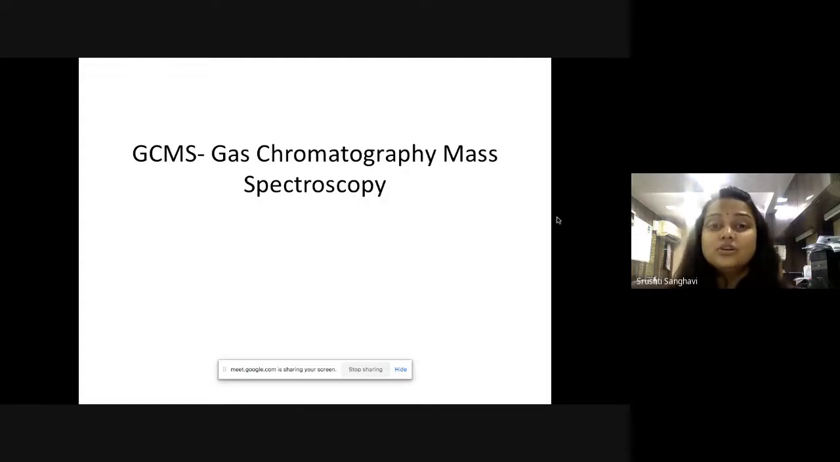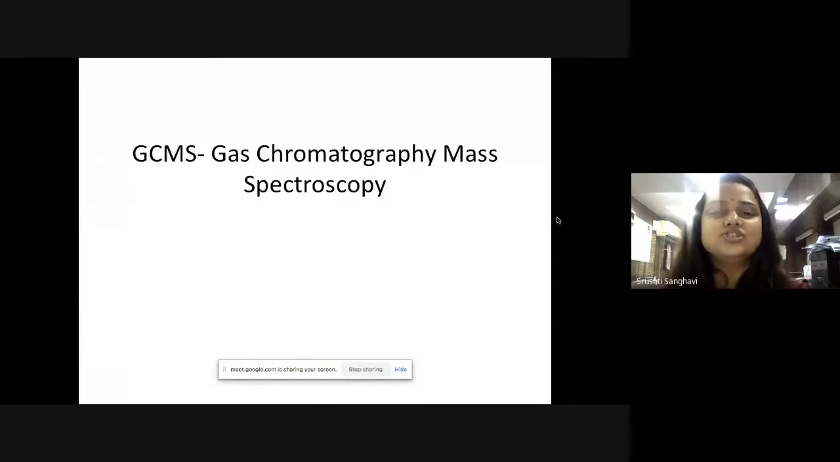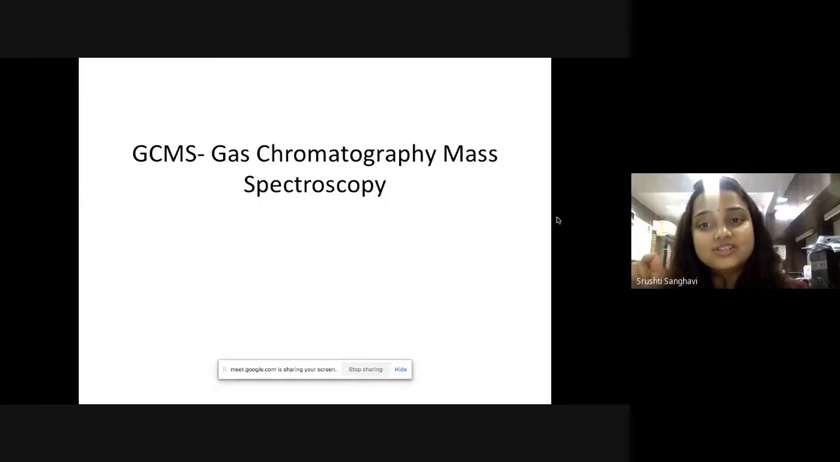So if you were to run this kind of sample, a saffron sample, into your regular GC with a flame ionization detector, it will show that it has no pesticides at all. But because the quantity of pesticide is so small, for the ionization energy to be attained for that chemical, it needs to have some quantity.